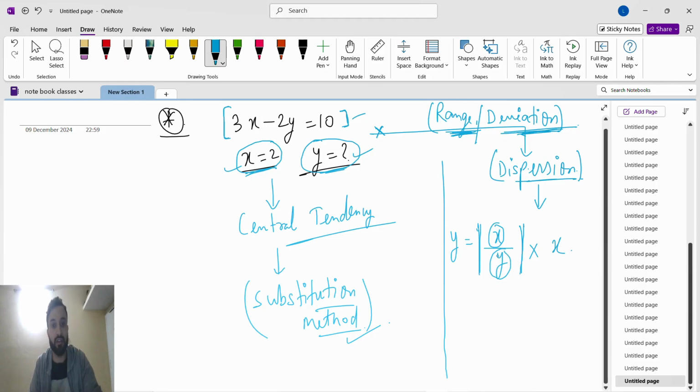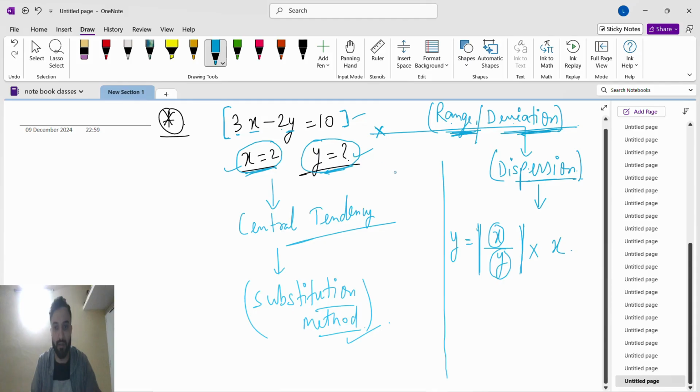The coefficient is nothing but the number with the variable. The coefficient of x is 3, the coefficient of y is 2. So see, they had given one equation, they had given the value of one variable, that is, the x value. We have to find the value of y and the word range or deviation is given. So we are going to use the dispersion formula. Dispersion formula means whatever we have to find, we have to write here.